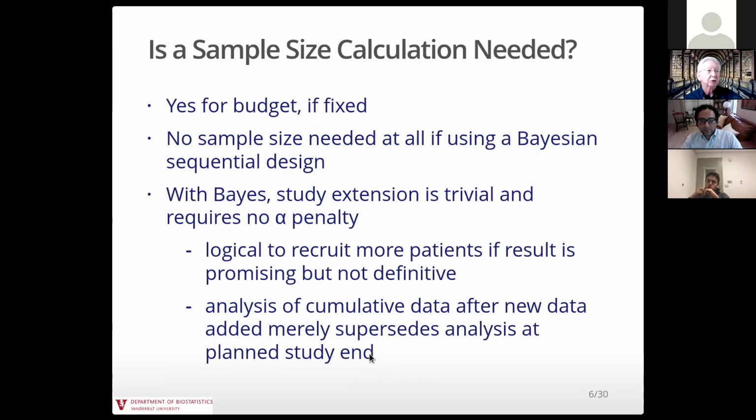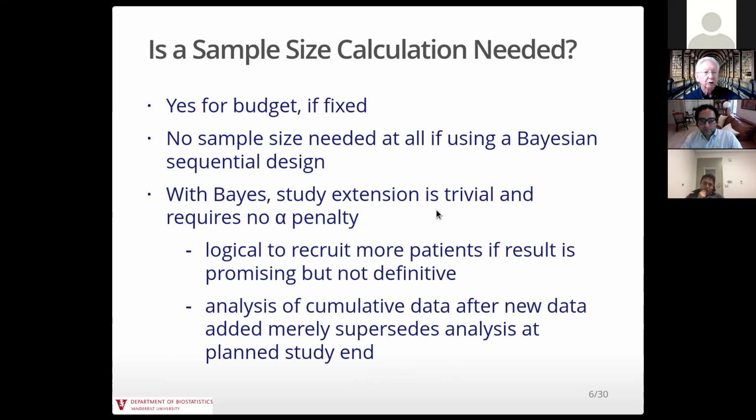Do you need a sample size calculation? Well, if your budget is fixed, you do. But if you're using a Bayesian sequential design, you don't actually need any sample size. And of all the things you might think of as being a random variable, the sample size is my number one. I want to think about that as a random variable, and I don't want to nail it down as if it was a constant. With the Bayesian approach, the study extension is trivial and requires no penalty of any type.